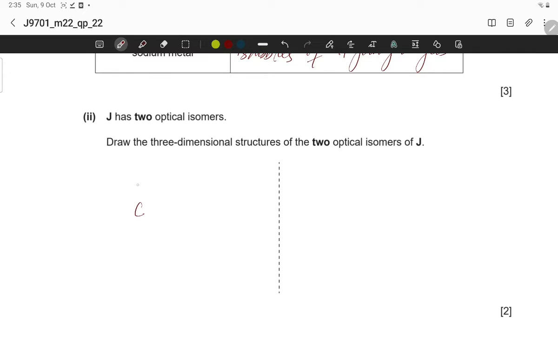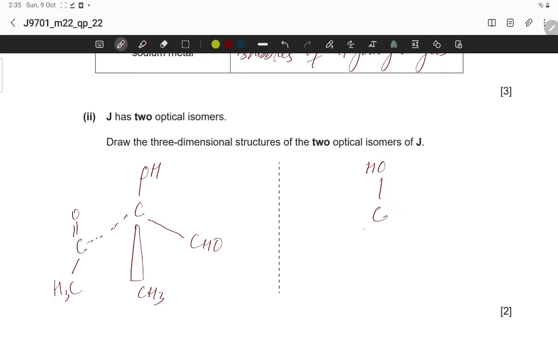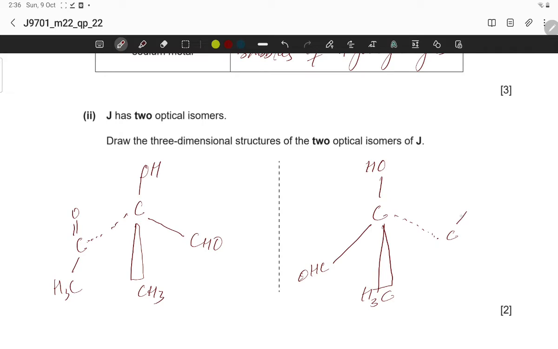So this is the structure: OH, CHO, CH3, C=O, H3C. And the mirror image: HO, OHC, H3C, and CH3. J has two optical isomers.